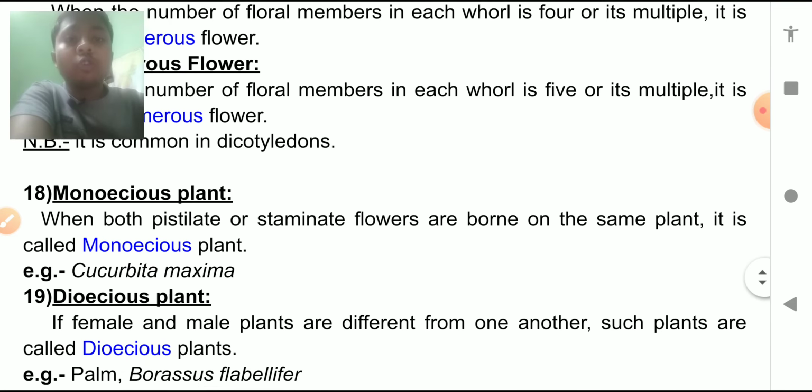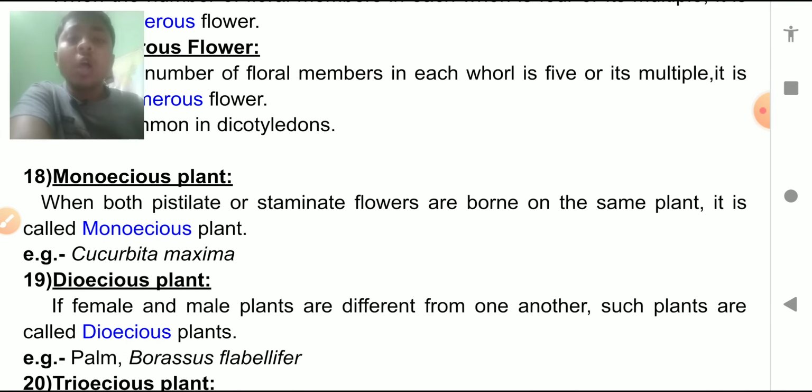Now next we talk about the monoecious plant. What is a monoecious plant? Basically, when both pistillate and staminate flowers are borne on the same plant, it is called a monoecious plant. Monoecious means a single plant can bear both types of sex organ. Pistillate means gynoecium and staminate means androecium, like female and male; both types of flower can be present in a single plant. Then it is called a monoecious plant.